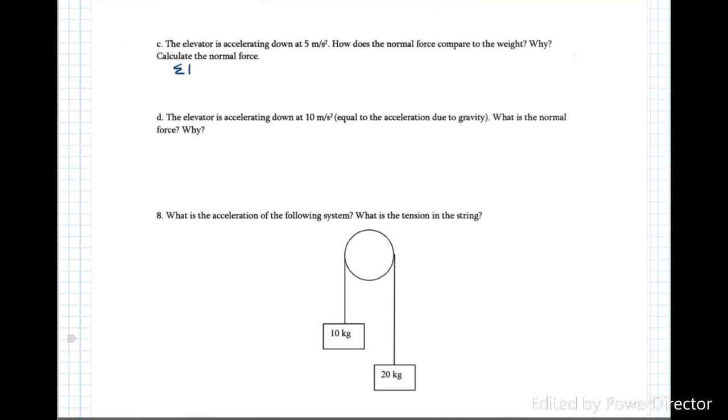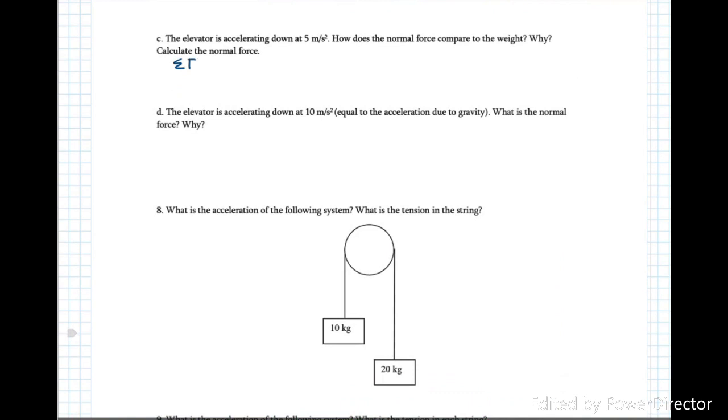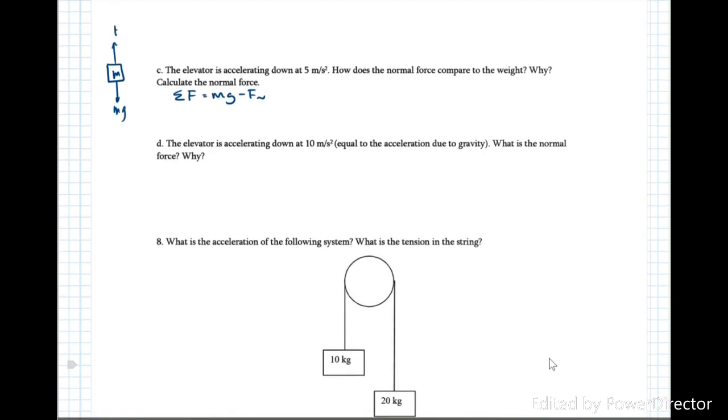Now, the last part, we're accelerating down at 5 meters per second squared. So in this case, it's going to be mg minus the normal force, and this is because we're accelerating down. If this is my object, the weight is down and the normal force is up, just like before. The free body diagram hasn't changed.